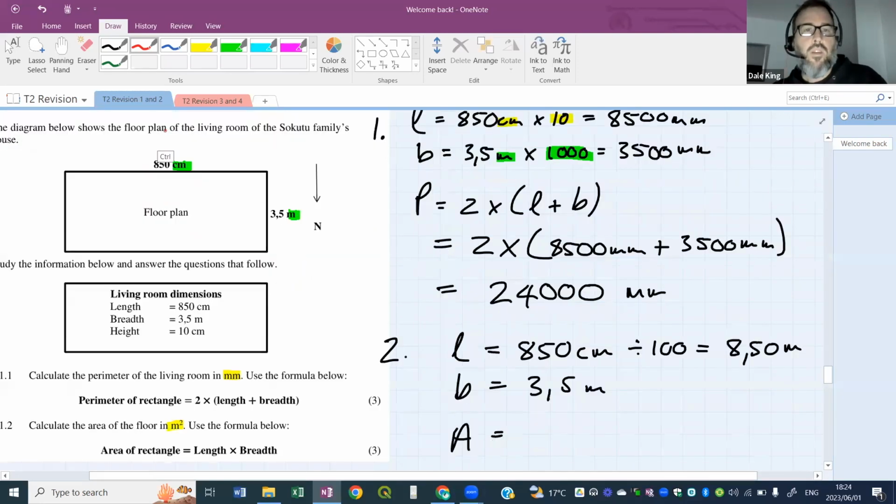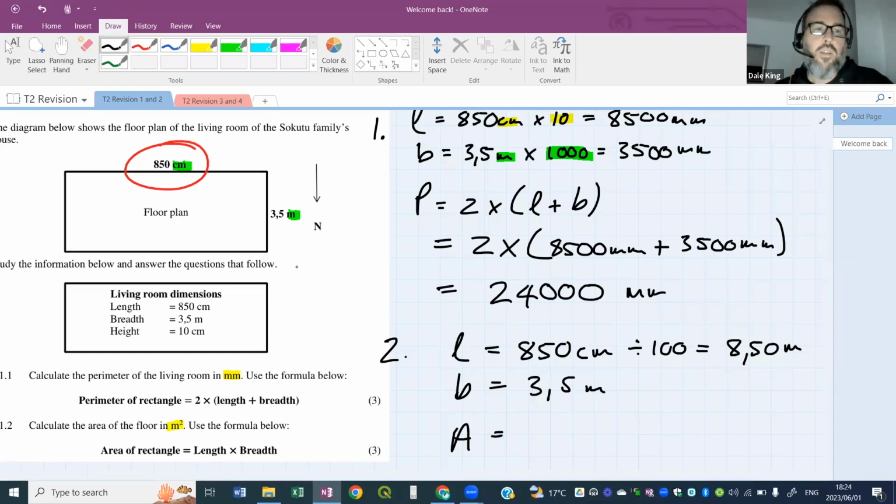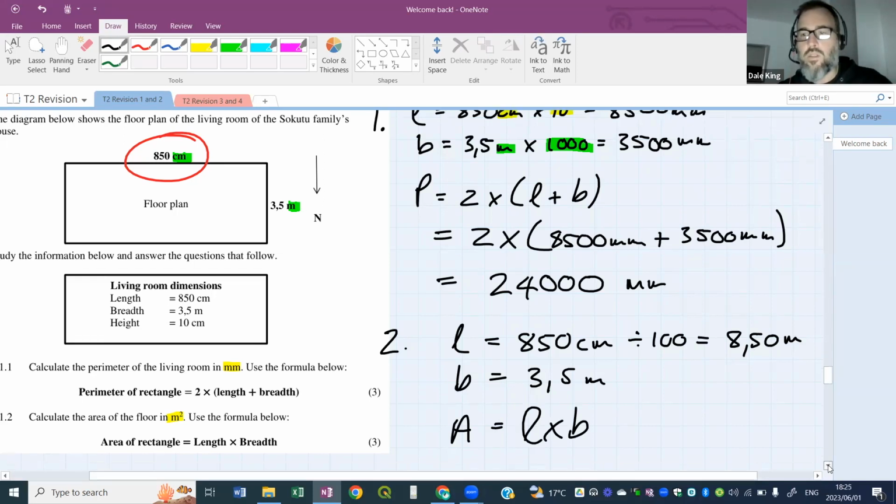The second question, we're working out area, and they want it in meters squared. So we are converting to get meters. There's only one dimension that's not in meters, that's the 850 centimeters. To get meters, I'm dividing by 100, because there's 100 centimeters in every meter, and that gives me 8.5 meters. Now I've got meters in both of my dimensions, and then I can substitute that into my formula.